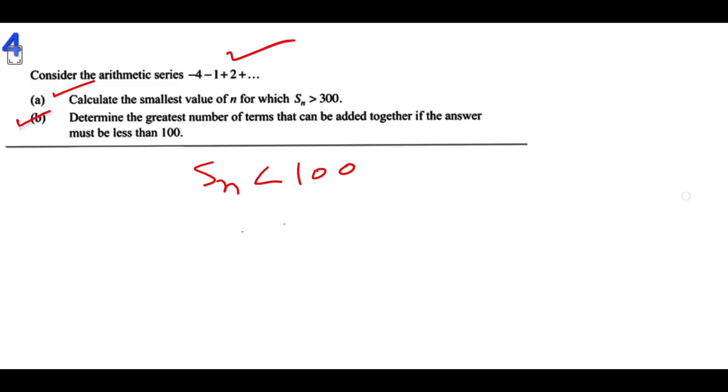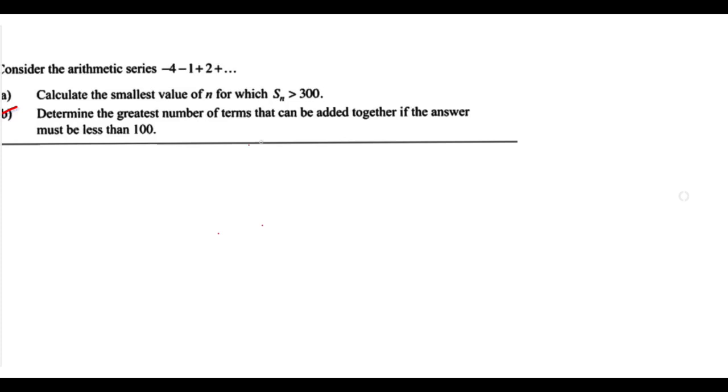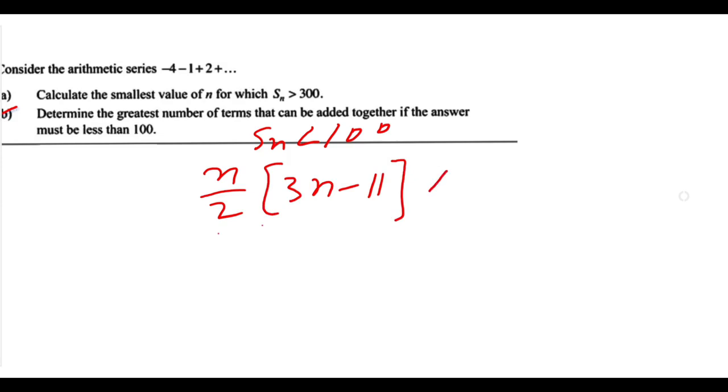In part A, we already found Sn. Sn is equal to, remember, n over 2, big bracket 3n minus 11. We already found that earlier. So we're going to set this up for less than 100. Remember, Sn is less than 100. So Sn, we got, n over 2, big bracket 3n minus 11, less than 100.